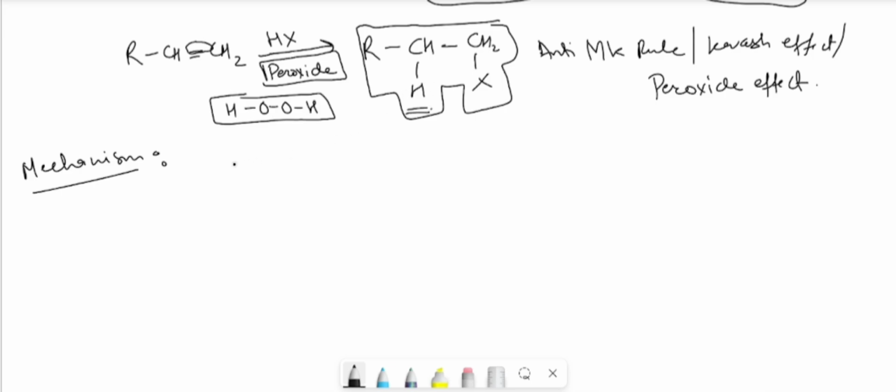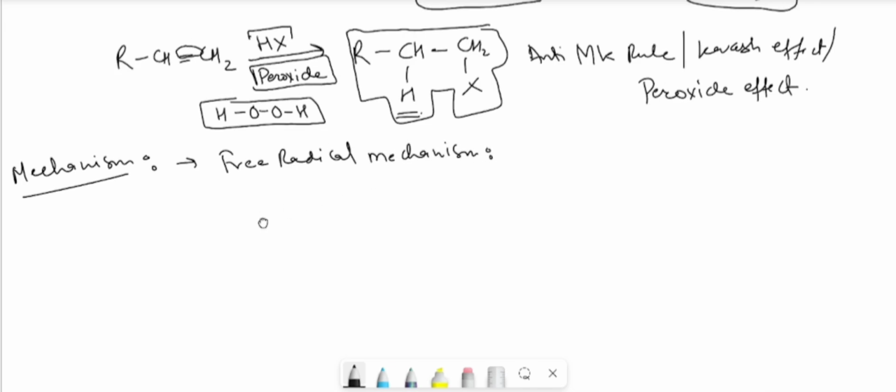So this reaction proceeds through a free radical mechanism. No carbocation is formed in this reaction in presence of peroxide. It's a special case, and the hydrogen halide is also special for the anti-Markovnikov product. So we'll discuss it later on. The free radical mechanism would be followed, so we will discuss that free radical mechanism.